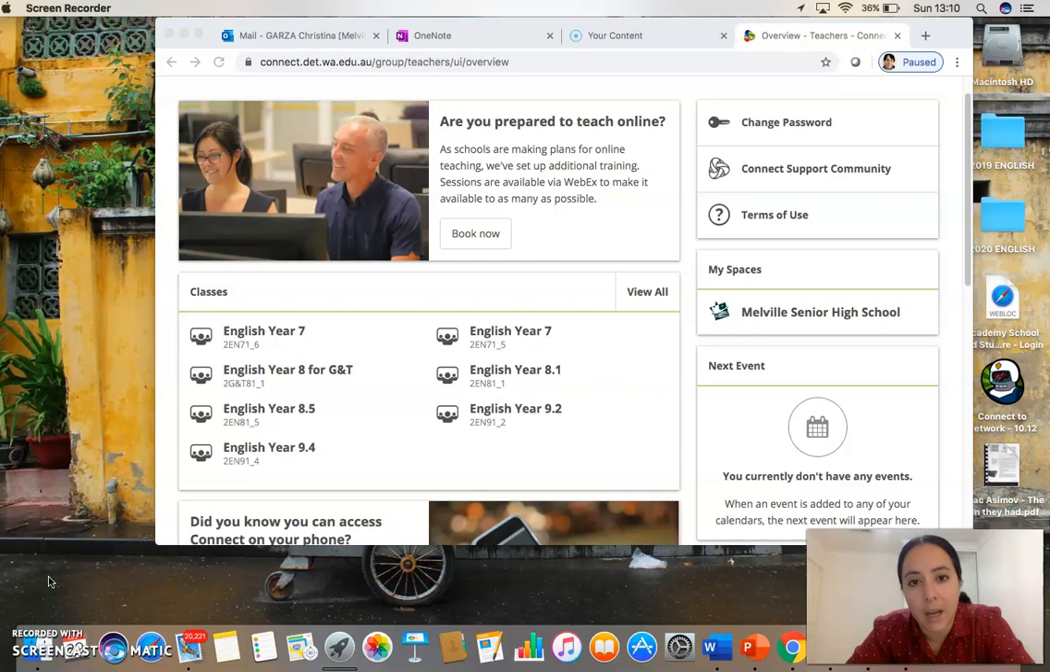If you can go ahead and click pause after this, you just need to load Connect and OneNote. Okay? And I'll give you a couple seconds to do that. Once you've done that, you need to go into your Connect page. Obviously I have 2 Year 9 classes, so I'll just click one of them.